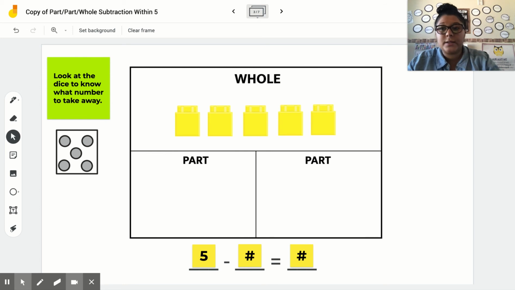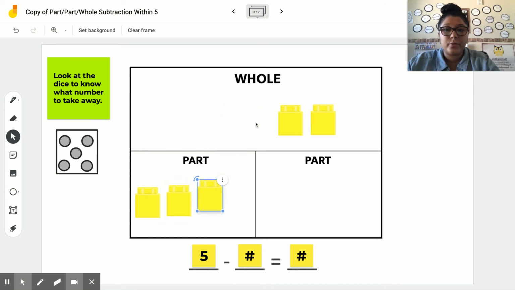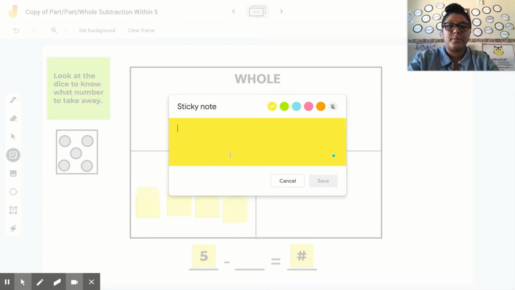What am I subtracting? I have to look at my die to figure out what number I'm supposed to be taking away, okay? So I'm going to come here, and I have 1, 2, 3, 4, 5. I'm going to take away 5, okay? So let me take away 5 and drag it to my first part. 1, 2, 3, 4, 5.